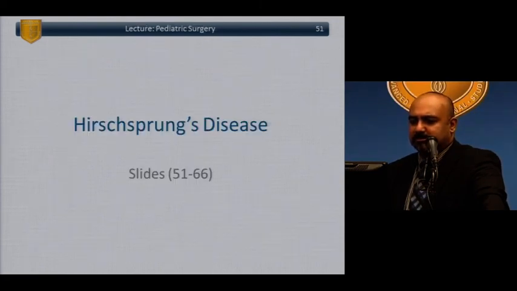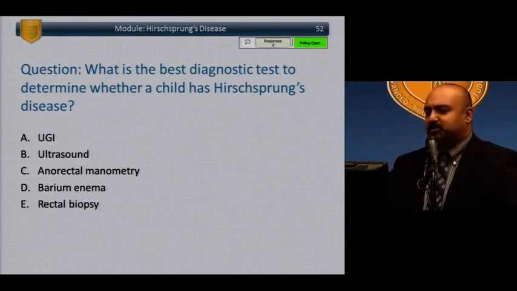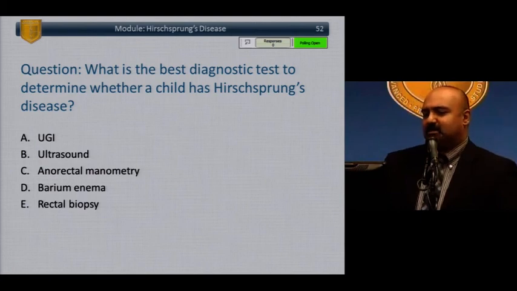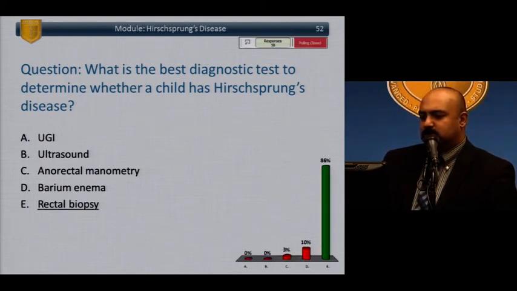Hirschsprung's disease. So what's the best diagnostic test to determine whether a child has Hirschsprung's disease? Upper GI, ultrasound, anorectal manometry, barium enema, or rectal biopsy. Correct, rectal biopsy. Manometry can give you an idea of Hirschsprung's disease. Barium enema used to be the test that you would do to try to diagnose it, but the rectal biopsy is the gold standard.